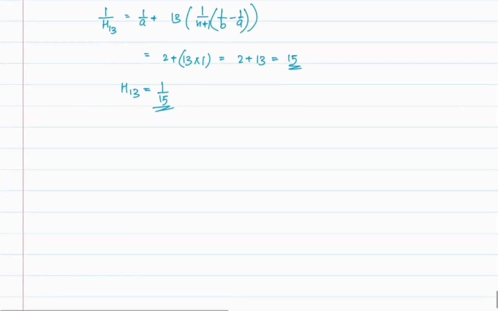So the 13 harmonic means between 1 by 2 and 1 by 16 are 1 by 3, 1 by 4, 1 by 5, and so on up to 1 by 15.